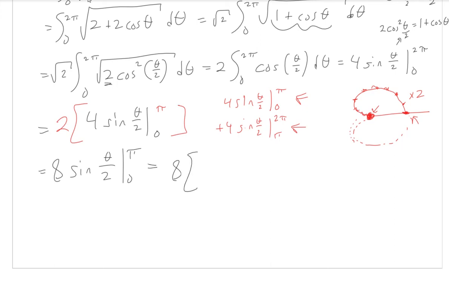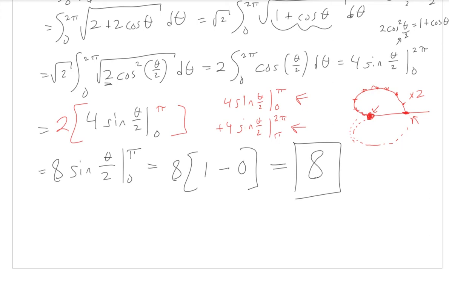That'll give us 8 times sine of pi over 2, which is 1, minus sine of 0 over 2, which is 0. We get an answer of 8. The arc length of that cardioid is 8 units. Nice and simple.